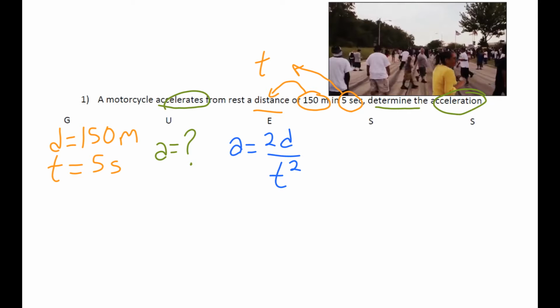When we substitute it in, we would want to plug in our values. So we start with 2D, 2 times the distance, which we substitute in 150 for our distance, divided by the time squared, and the time is 5 seconds, and we want to square that. And then you will go ahead and take your last step, which is to solve for this problem and see what you guys come up with.